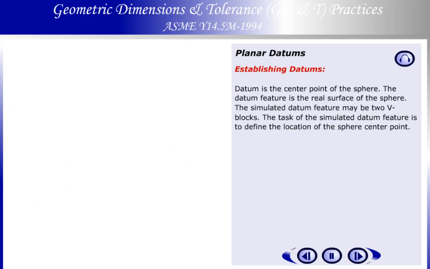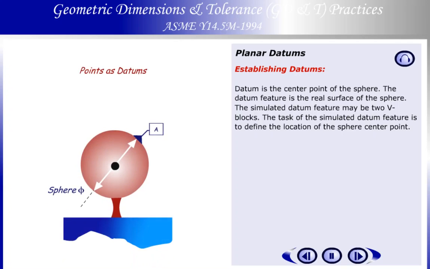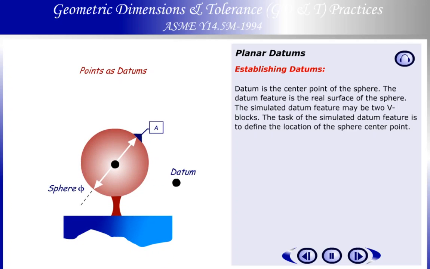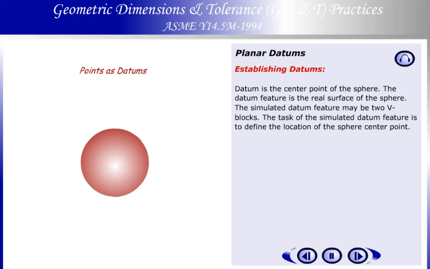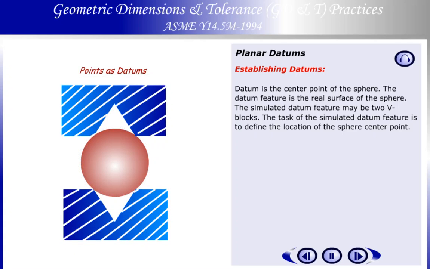Establishing datums. Datum is the center point of the sphere. The datum feature is the real surface of the sphere. The simulated datum feature may be 2 V-blocks. The task of the simulated datum feature is to define the location of the sphere center point.